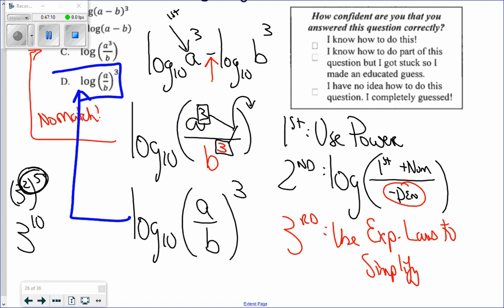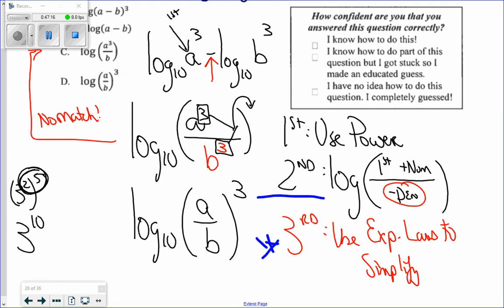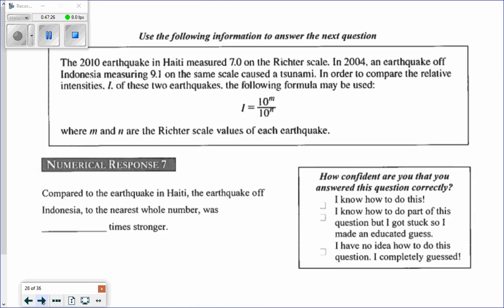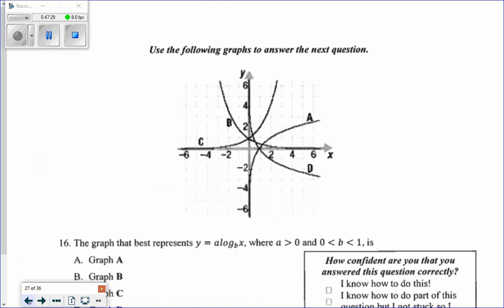So after you've done your log laws, so after you've done steps 1 and 2, if it doesn't match, keep going with exponent laws until you find a match. Okay, so like I said, I'll come back to these 2 slides so you guys can fill it all in a little bit better. Okay, graphing. It's probably a guarantee that you're going to get one graphing question.